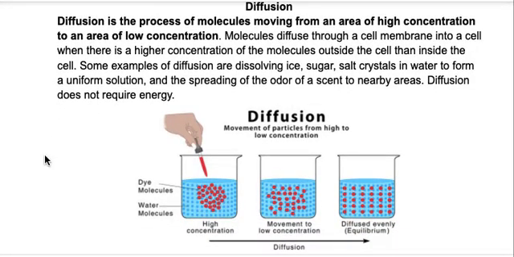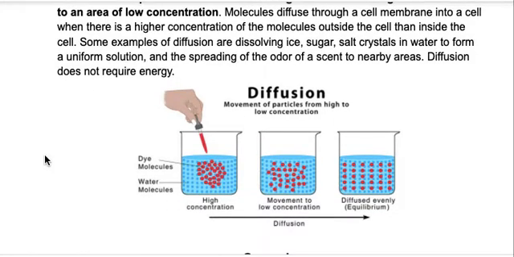Some examples of diffusion are dissolving ice, sugar, or salt crystals in water to form a uniform solution, the spreading of the odor of a scent, and the spreading of the odor of a scent to nearby areas. Diffusion does not require energy.